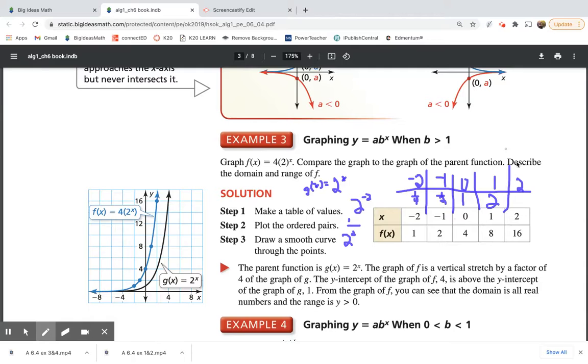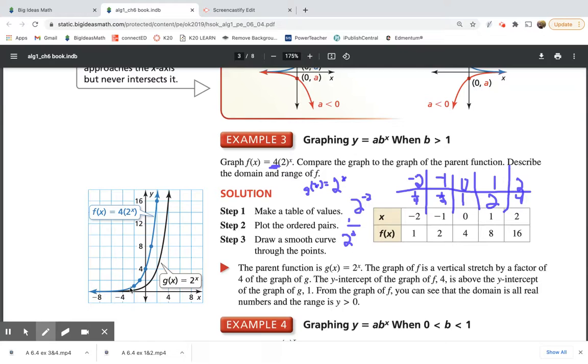So the only difference, you have to basically find your parent function first, then multiply it by whatever's out here. So 2 to the second power, we know it's 2 times 2, which is 4. Then we have times 4, which is 16. So then we can graph those. If we graph these points, that's our parent function. Again, they don't even show the points, not super worried about it.